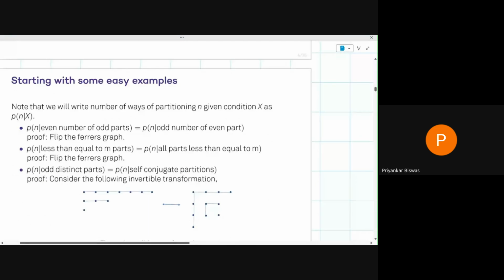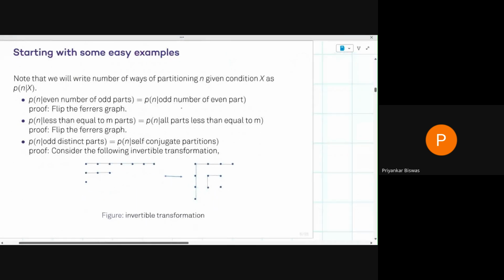Now we'll give some easy examples. Here, the first example is partitions of n with an even number of odd parts equal partitions of n with an odd number of even parts. This is an easy example. If you draw the Ferrers graph of any partition of n with an even number of odd parts, and flip the Ferrers graph, this would be a partition with an odd number of even parts.